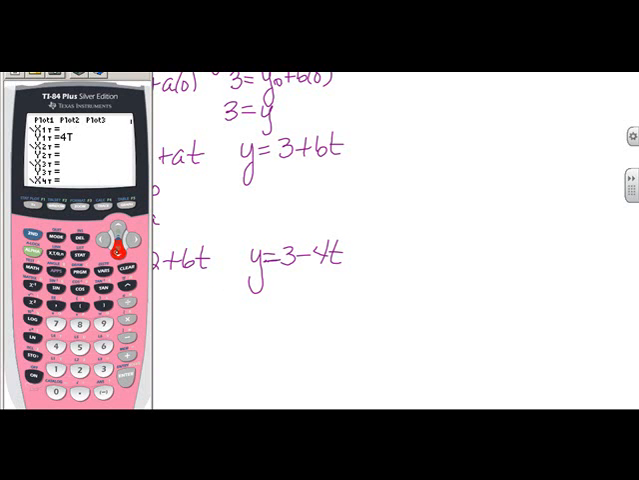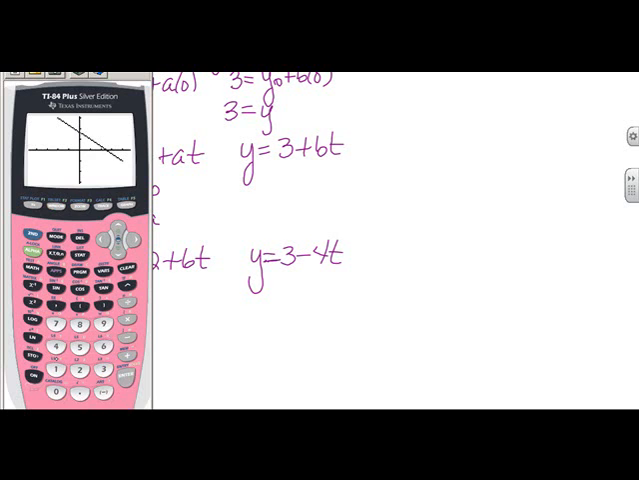Negative 2 plus 6t and 3 minus 4t. Oh, gosh, really having a hard time. Negative 2 plus 6t and 3 minus 4t on a parameter interval from 0 to 1. And I think a decimal viewing window will show me what I need.